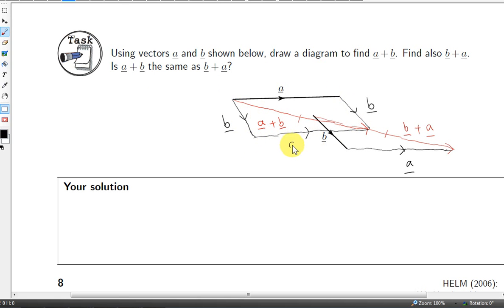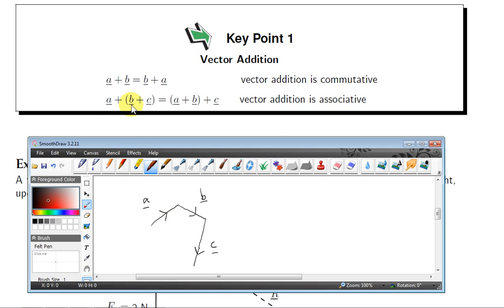Similarly here, this is vector a. So I could add like this: b plus a gives me this diagonal, which is the same as a plus b. Suppose we have three vectors a, b and c, and we want to add the three of them together. Now it turns out it doesn't matter which two vectors we take to add together.